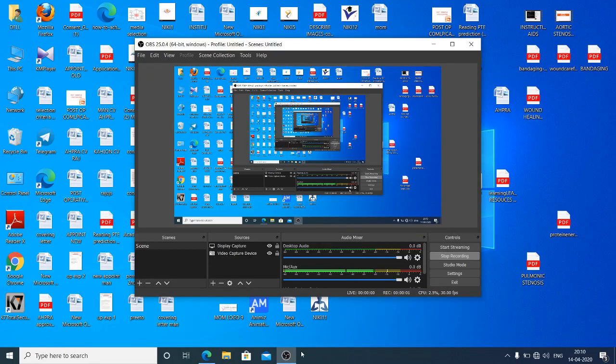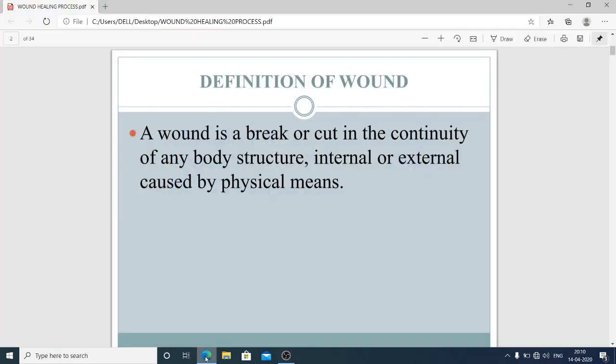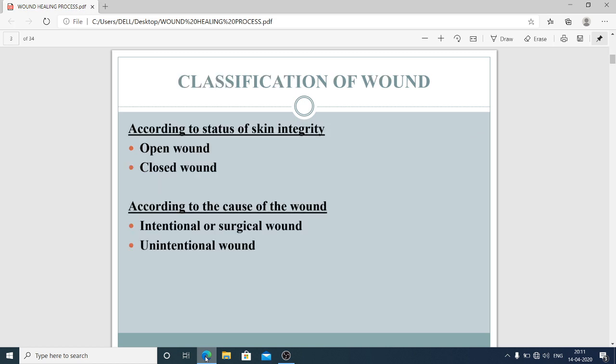Next topic that is related to the wound. In yesterday's topic we covered the definition of wound, that is, a wound is a break or cut in the continuity of any body structure, internal or external, caused by physical means. And we also covered the classification of wound, its types and subtypes, like according to status of skin integrity, open wound, closed wound, and according to the cause of the wound, intentional or surgical wound or unintentional wound.